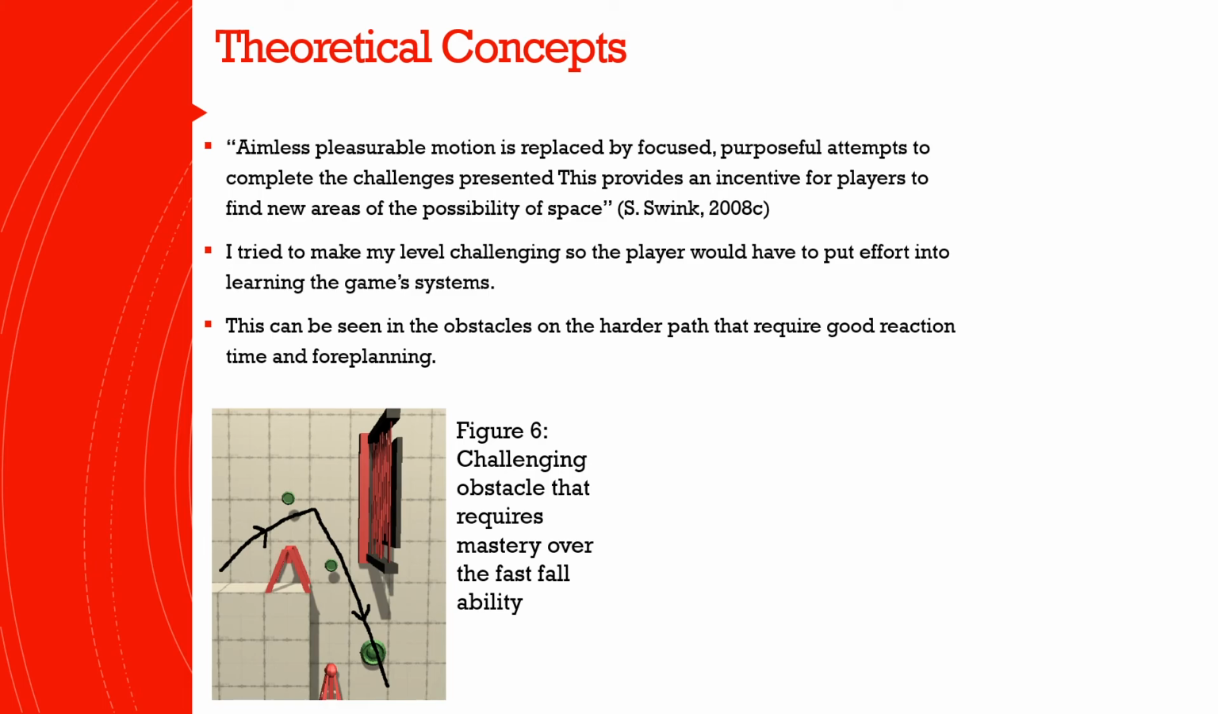This would all be useless, however, if there wasn't any incentive for players to do better. So I tried to make my level challenging, so a player would have to put effort into learning the game systems. This can be found in the harder path, where more than just good platforming is needed. It takes some foreplanning and good reaction time. The obstacle in figure 6 requires the player to jump at the right time and fast fall at the right time to avoid the obstacles, which focuses the player into finishing an objective rather than aimlessly moving around in a system.